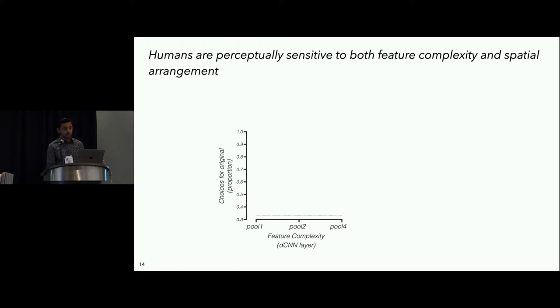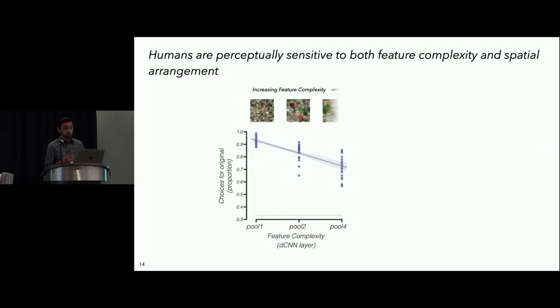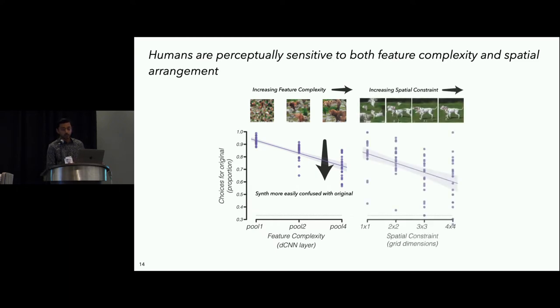So as we increase the complexity of visual features in the synthesized images, subjects were more likely to confuse the original image with the synthesized images. And similarly, when we increase the constraint on spatial arrangement of visual features, subjects were more likely to confuse the original image with the synthesized images. So we can use this to conclude that humans are perceptually sensitive to both the feature complexity and the spatial configuration of object features.